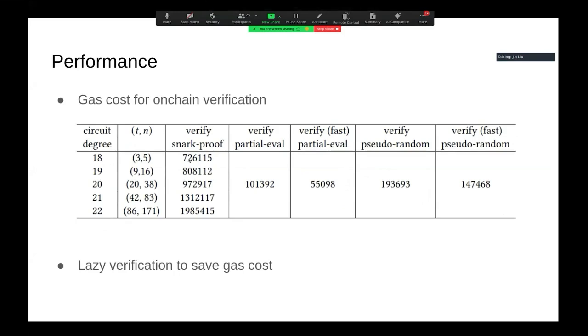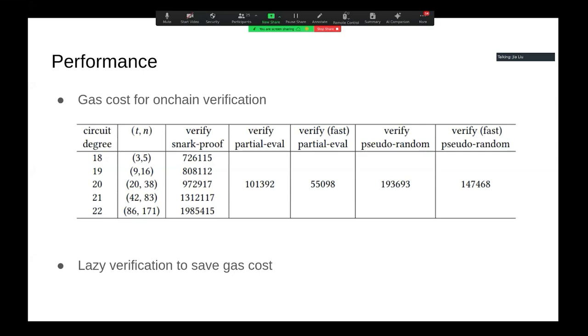So the SNARK verification is expensive. But this is a typical cost for SNARK applications. Verifying a partial evaluation costs 100k gas, and verifying the final pseudo random value costs 193k gas.